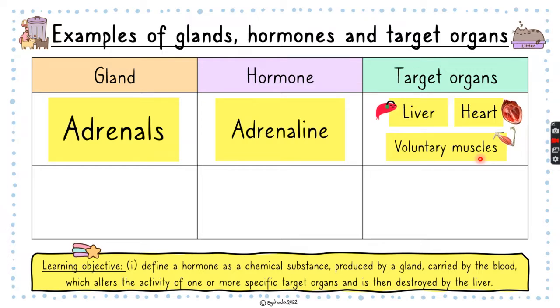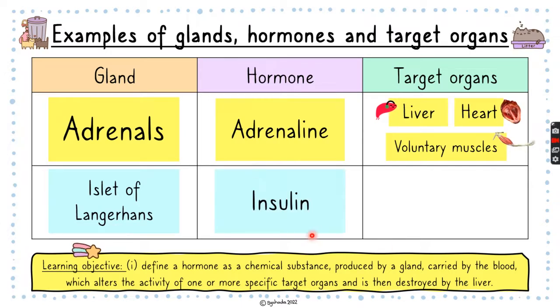You can close your eyes right now if you want to and not focus on this video, but I do not recommend that, because the next gland we're going to learn about is the islets of Langerhans, and these make the hormone insulin, and they have an effect on the target organs, liver and muscles.